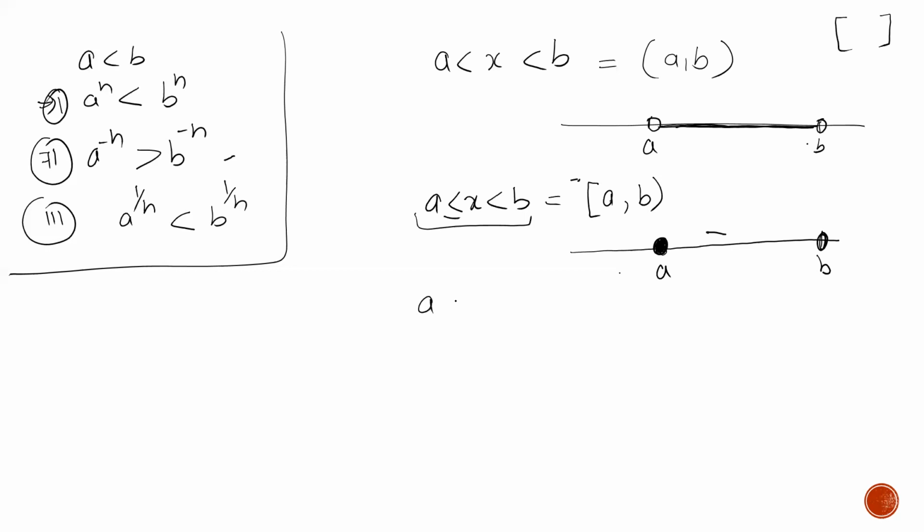When it's about a less than or equal to x less than or equal to b, now here, of course, it's the closed interval [a, b]. I hope it's clear to you all now. And how will you represent that? Close, close, covering a and b, filling the circles, right? And everything is included.